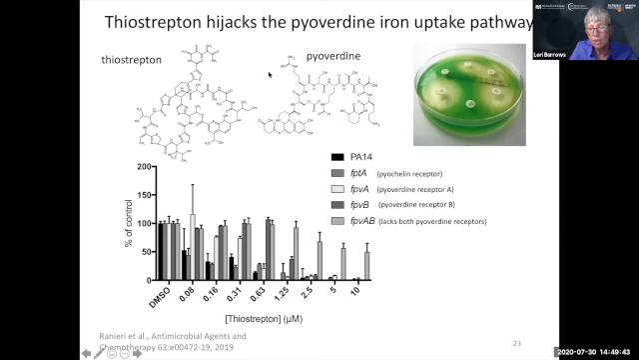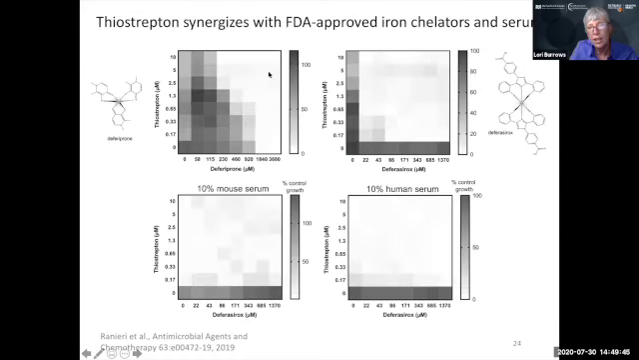And we've gone on to study this a little further. We showed that because this drug is taken up under conditions of low iron, we combined the drug with FDA-approved iron chelators. So these are molecules used to treat people that have iron overload disease. So deferiprone is one, and deferasirox is the other.